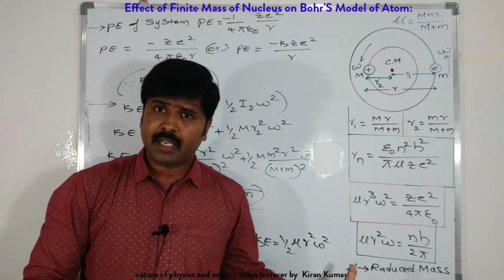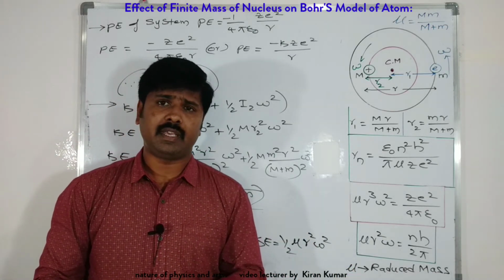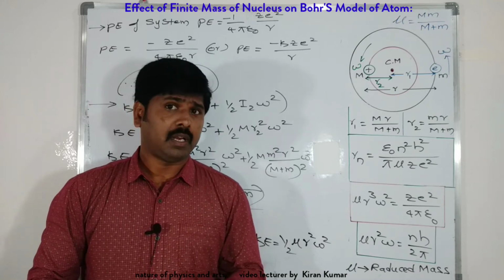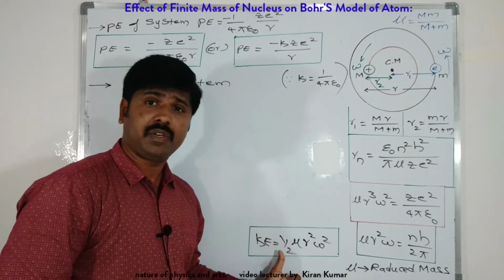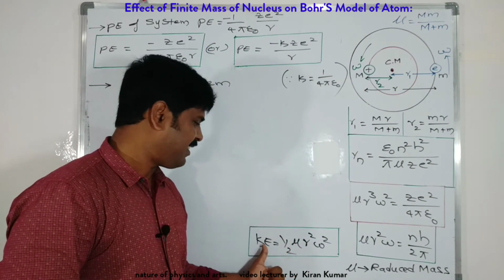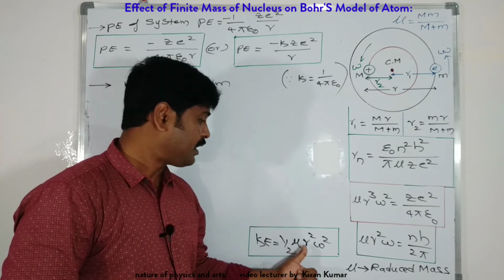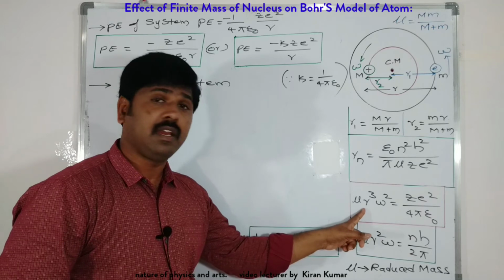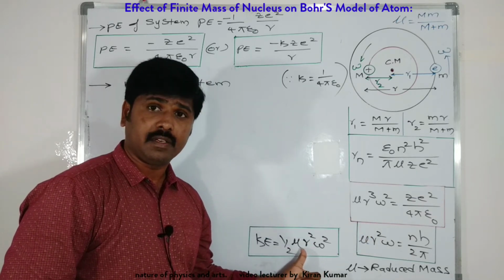We will modify the kinetic energy, and adding the potential energy and kinetic energy, we will get the total energy. Please copy this. And continuation of the equation for the kinetic energy. See, kinetic energy is equal to 1 by 2 mu r square omega square, we got. From this relation, the value is replaced in kinetic energy.